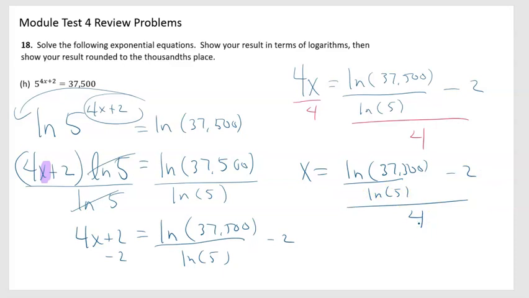That likely could be simplified, but I'm not going to get into all that because we're just going to type it in our calculator anyway. So just be careful when you type this in your calculator. So I've got the natural log of 37,500 first.